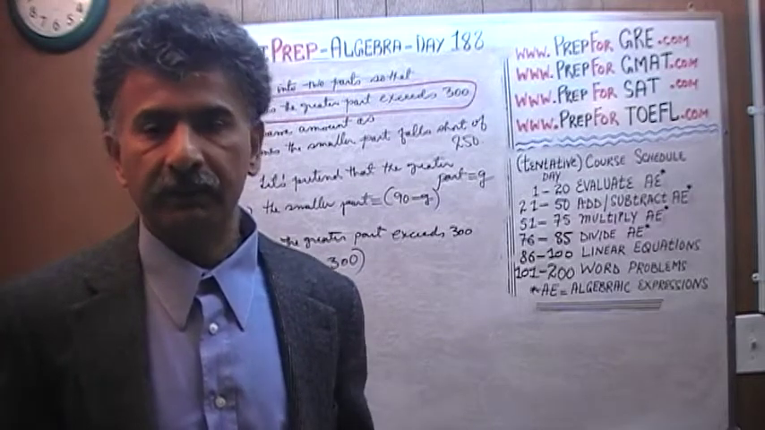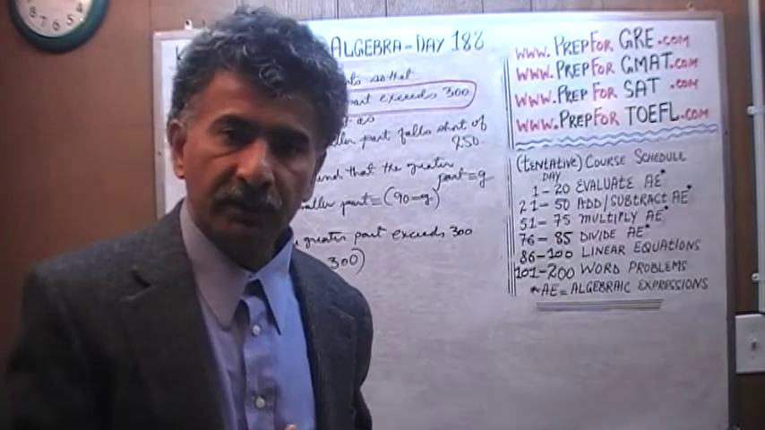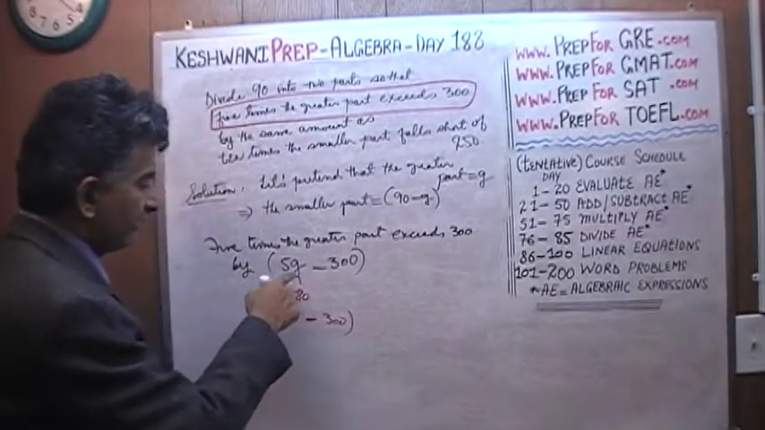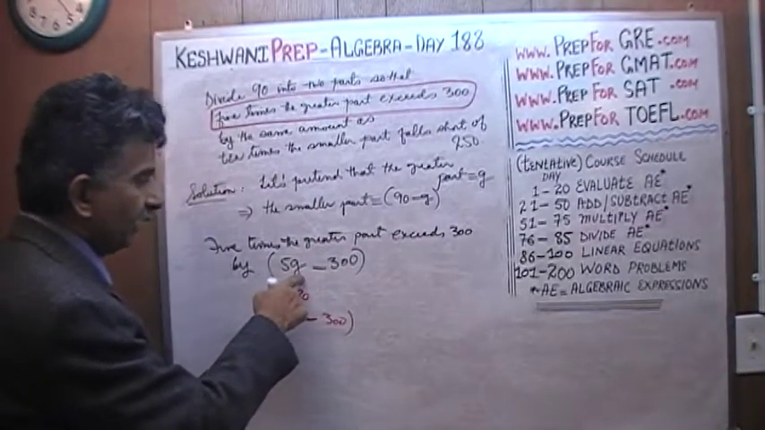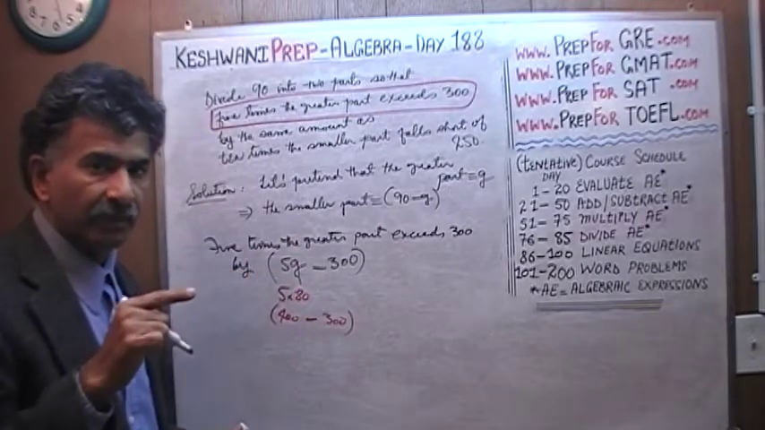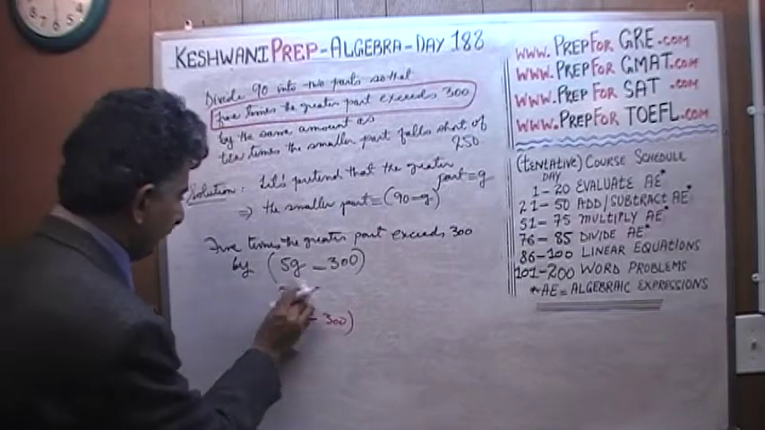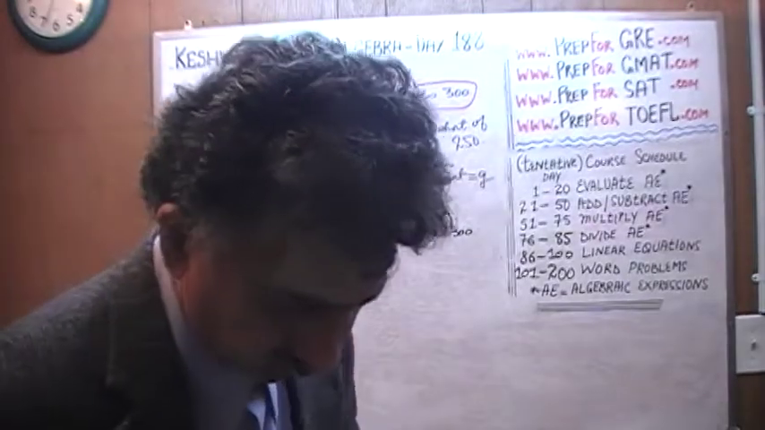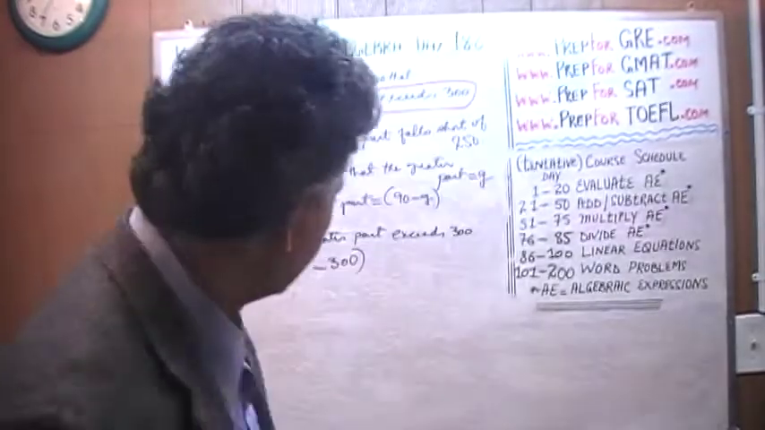How did we find that? By subtracting 300 from the 400. That's all it is. So subtracting 300 from 5 times the greater part gives us the amount by which 5 times the greater part exceeds 300. All right, enough said. Sometimes I have a tendency to explain too much. Now let's do the next part.